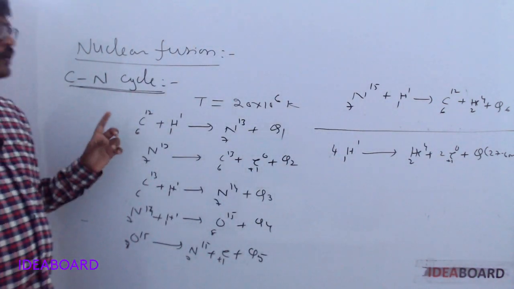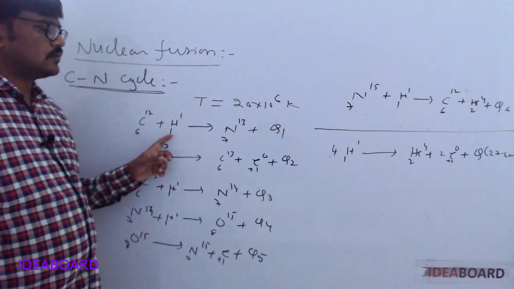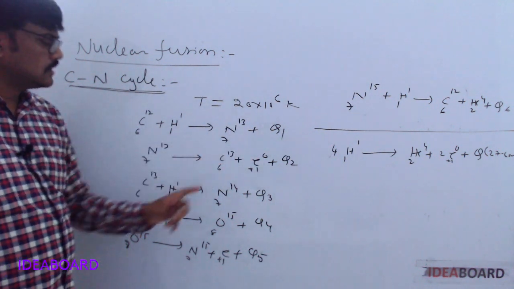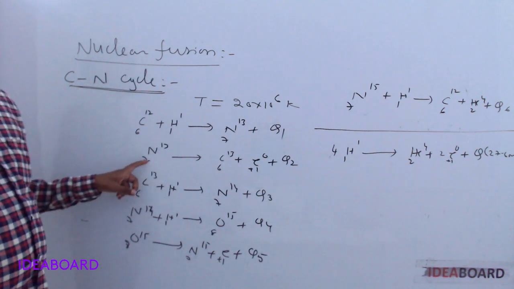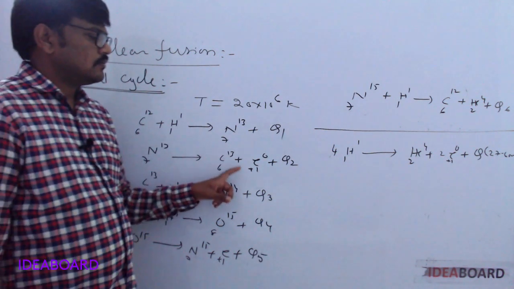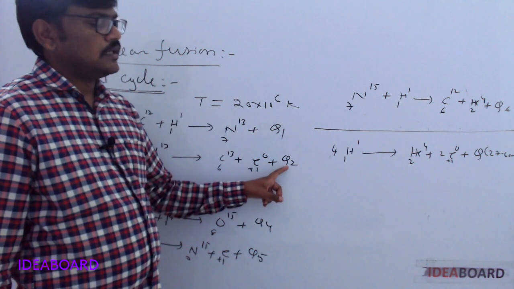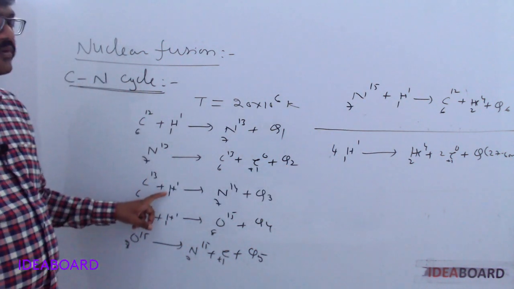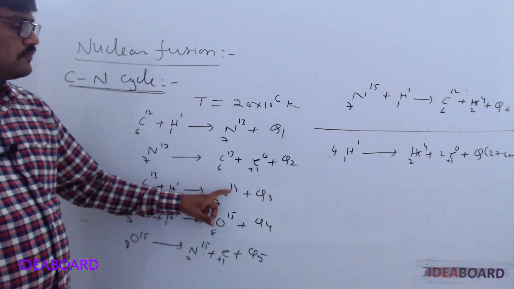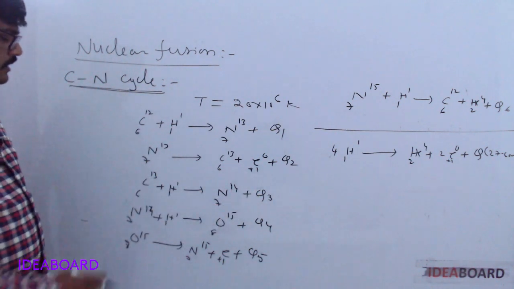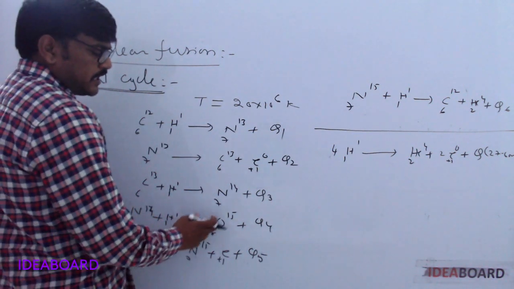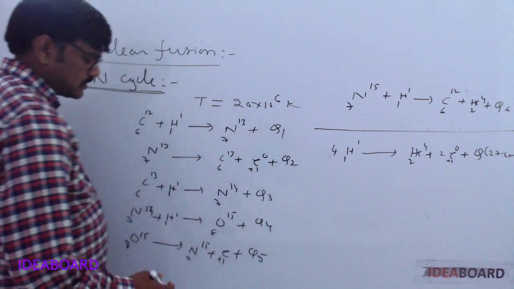Once again carbon-12 combined with one proton gives nitrogen-13 and release of some energy. Again nitrogen-13 becomes carbon-13 by releasing one positron and some energy. Carbon-13 combined with one proton becomes nitrogen-14 and releases some energy. Nitrogen-14 combined with one more proton gives oxygen-15 and release of some energy, we say that Q4.